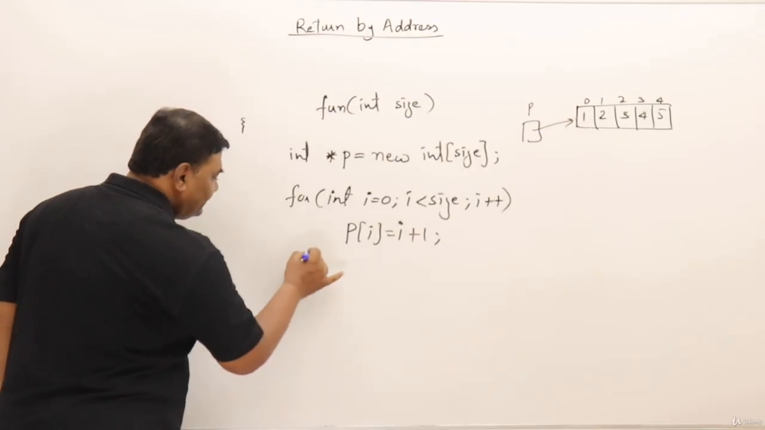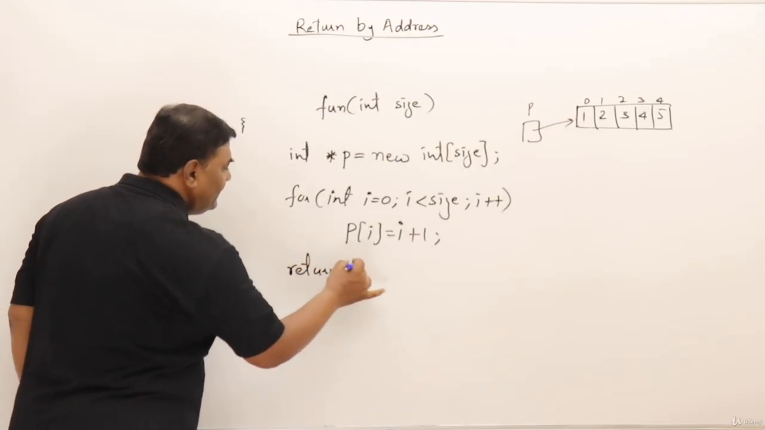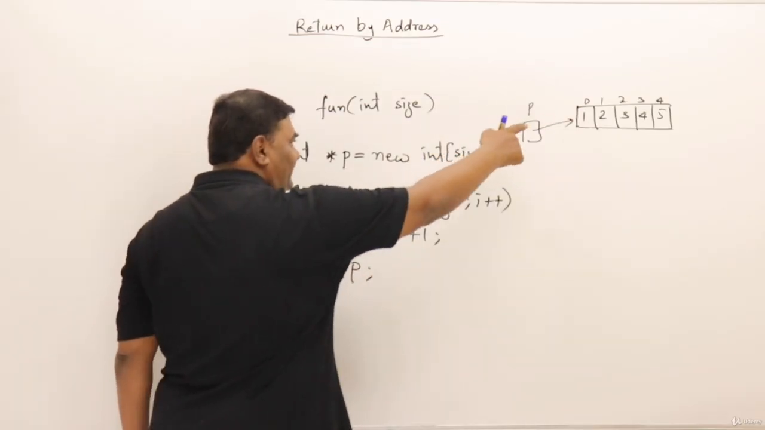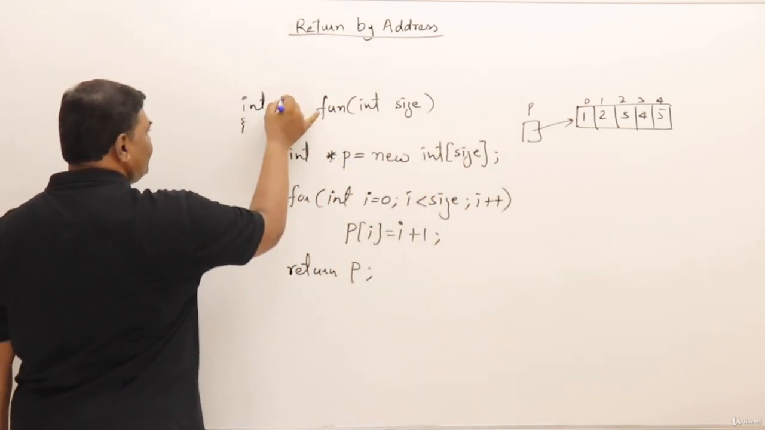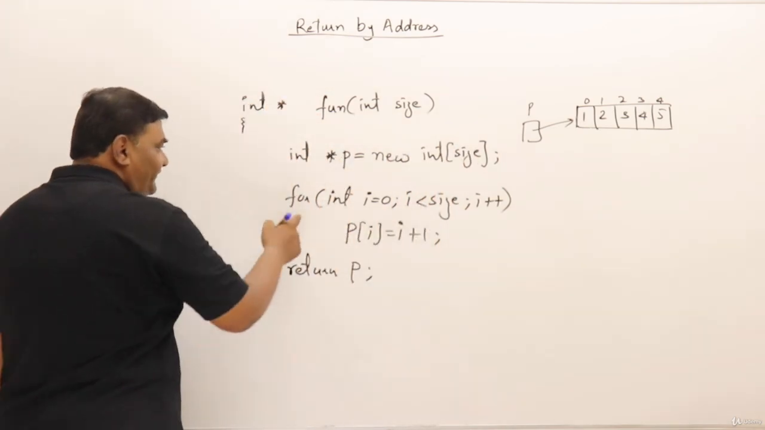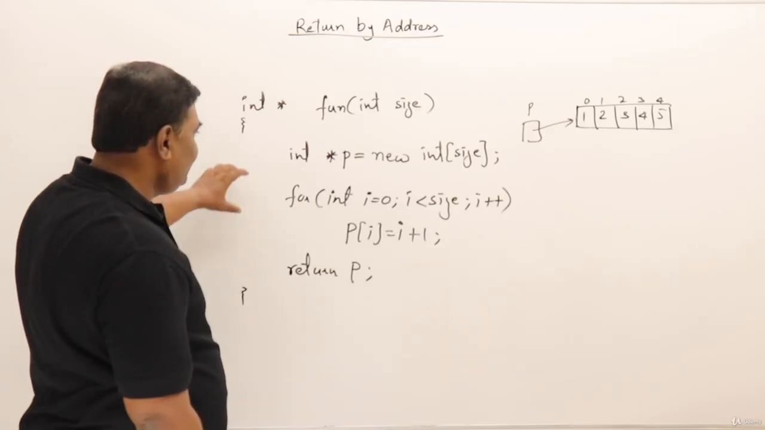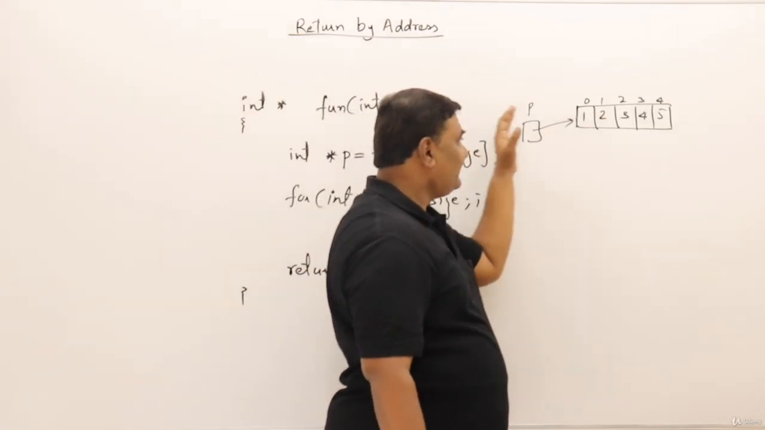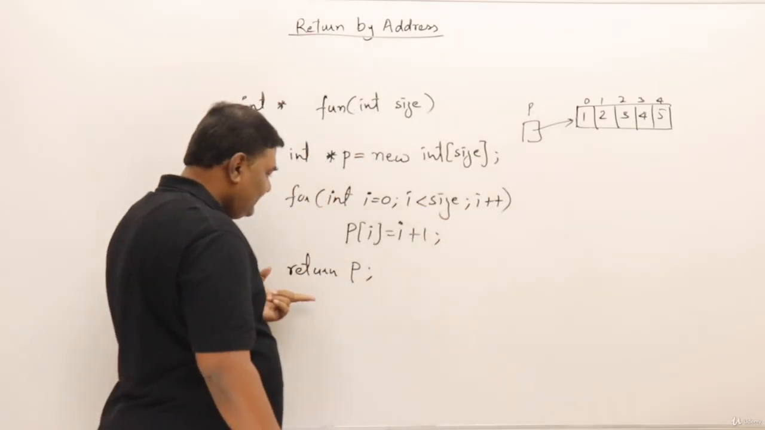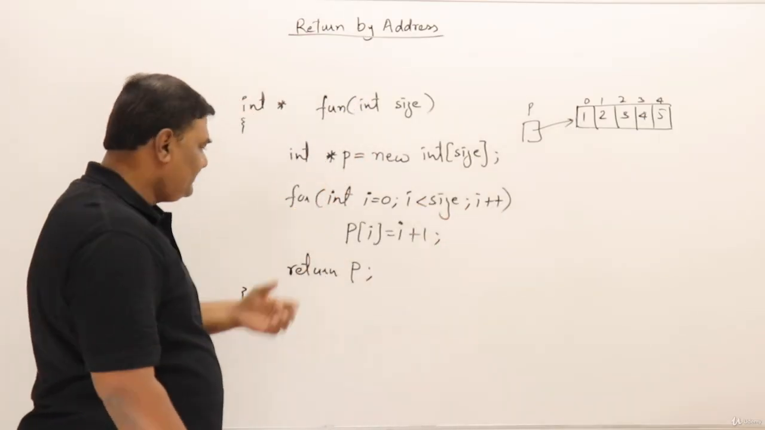Now return p. What is p? p is a pointer to an array of type integer. So this is a pointer of type integer. So that's it. This function is useful for creating an array and initializing all the elements from 1 through whatever size you have mentioned, and then it will return the pointer to that one.